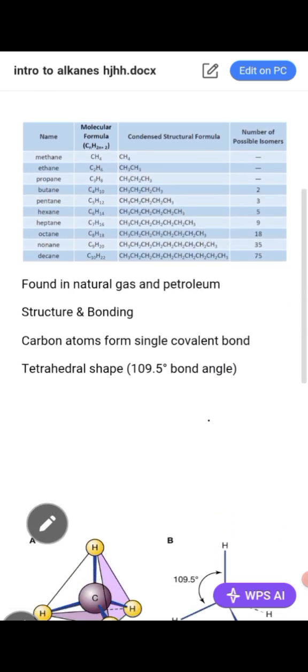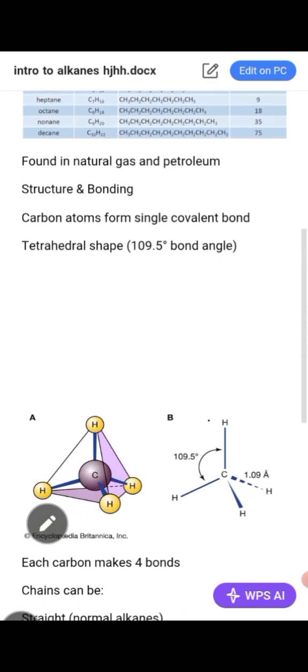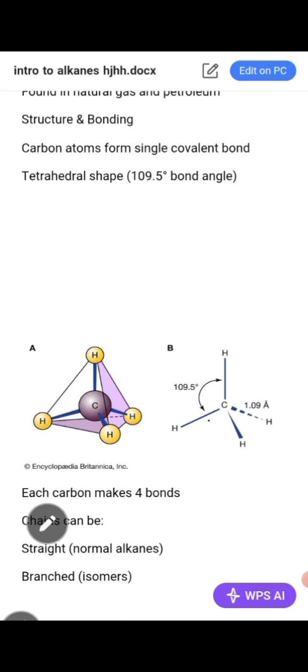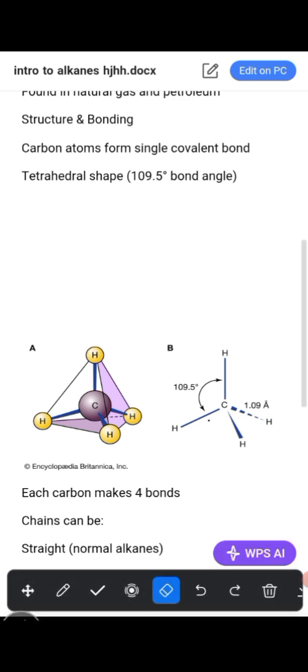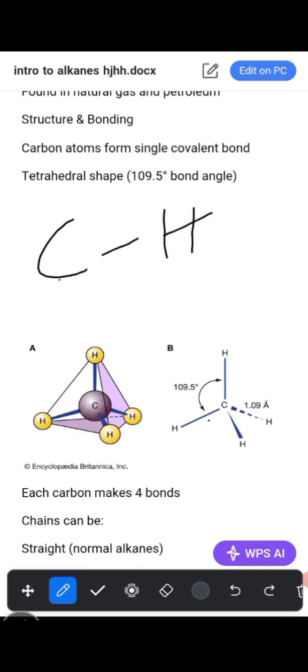So the next topic under alkanes is structure and bonding. We can't discuss alkanes without discussing the structure and bonding of alkanes. One atom forms a single covalent bond. So hydrogen doesn't have a double covalent bond. A covalent bond is a bond that is formed between two non-metals. An example is carbon and hydrogen. As you've seen, alkanes consist of carbon and hydrogen, and the bond between carbon and hydrogen is called a covalent bond.